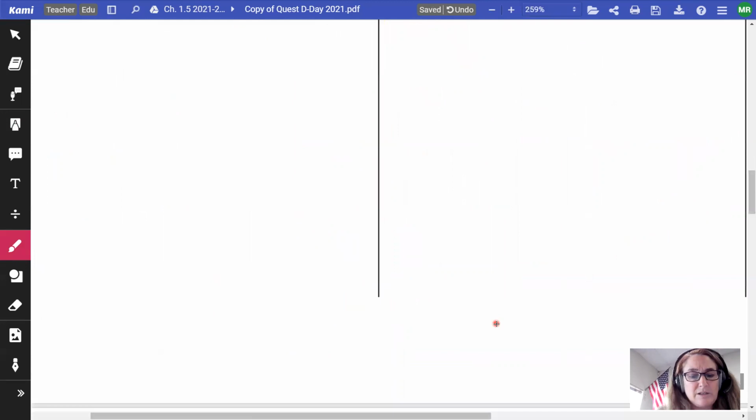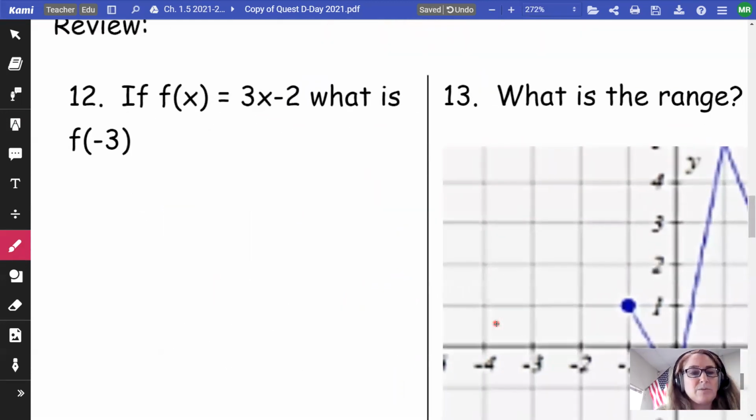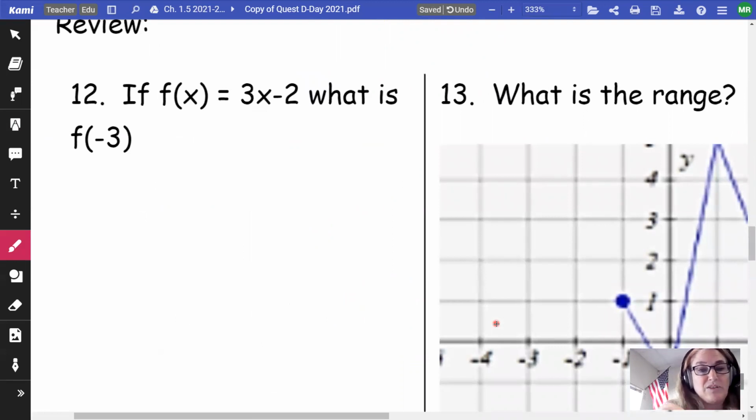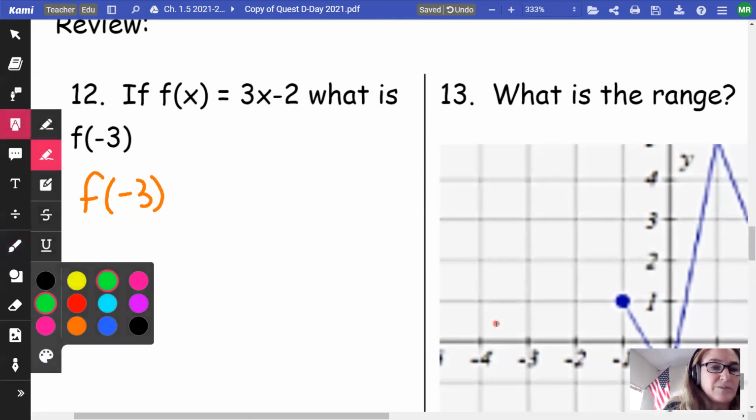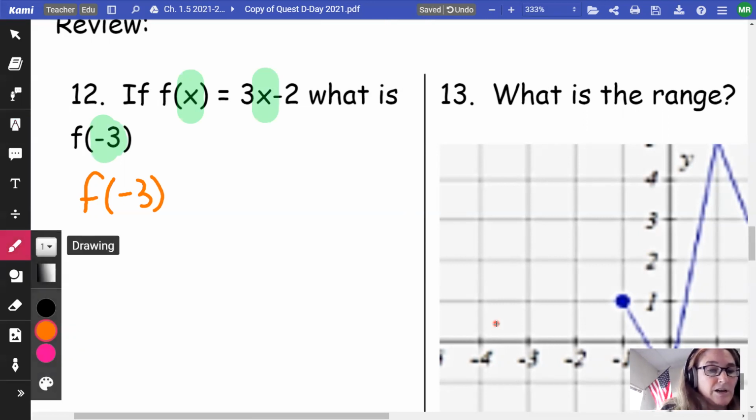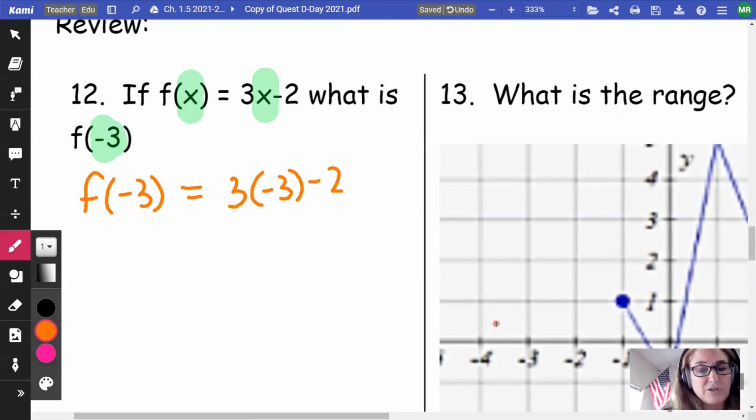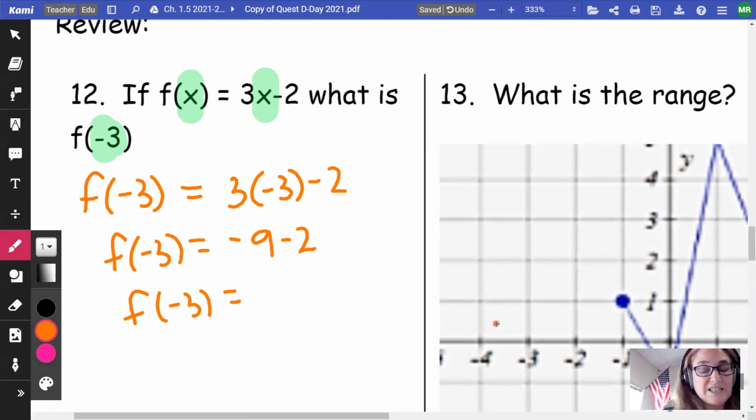Okay. On the next page. Okay. So on a problem like this, this f of x equals 3x minus 2 is what we're substituting into. They want us to put -3 in. So when they're telling us to work out f of -3, that means I'm putting -3 in place of my x, and I'm going to work it out. So I'm going to get f of -3 equals 3 times -3 minus 2. So f of -3 equals -9 minus 2. So f of -3 equals -11.